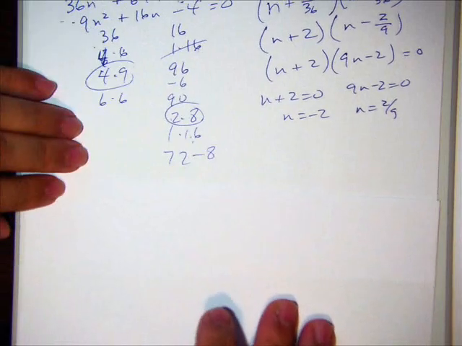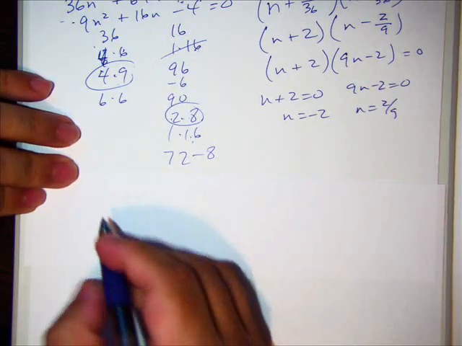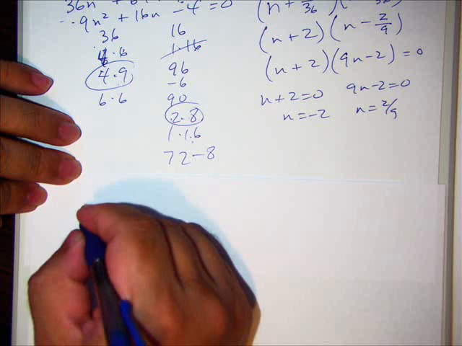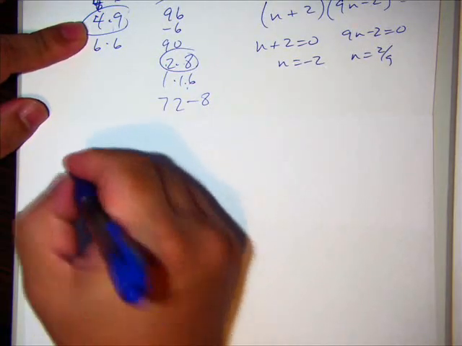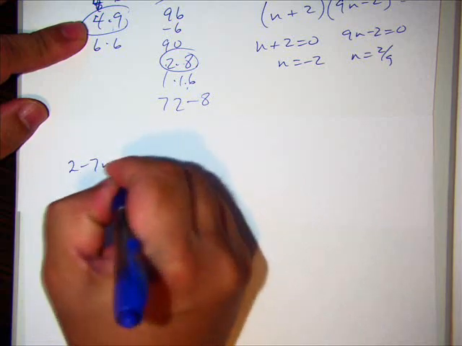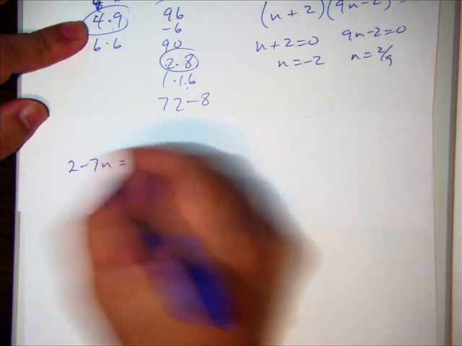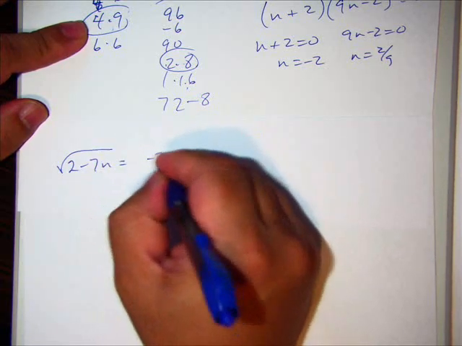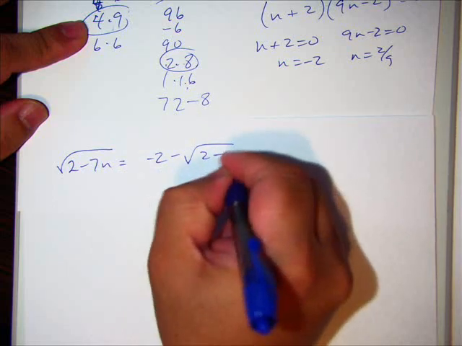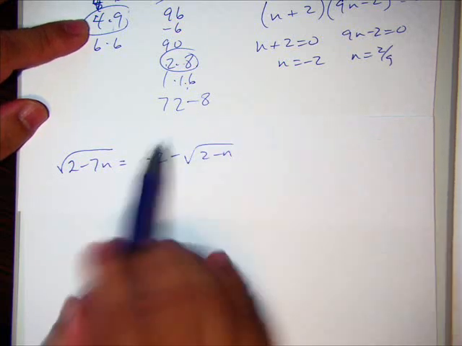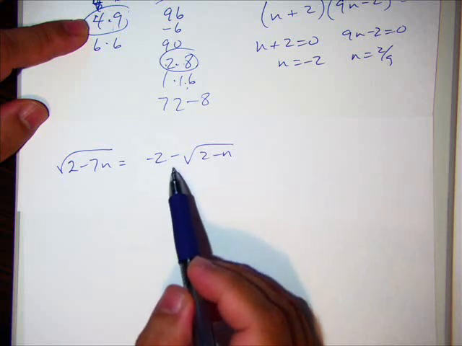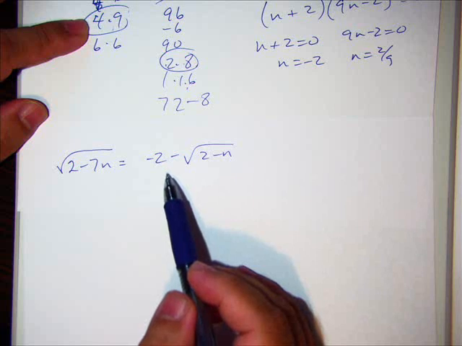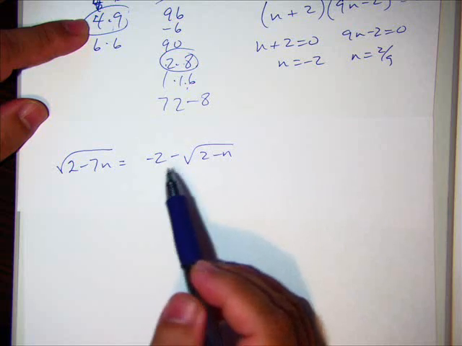Now we check our solutions. Let's see what we got. We're checking n equals negative 2 and n equals 2/9 in number 25. 2 minus 7n. Square root of 2 minus 7n. Negative 2 minus square root of 2 minus 7n. I gotta tell you, those negatives are making me a little leery. In fact, oh my goodness. There's no solution.